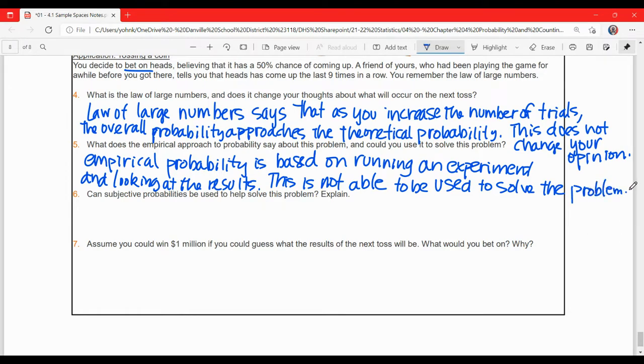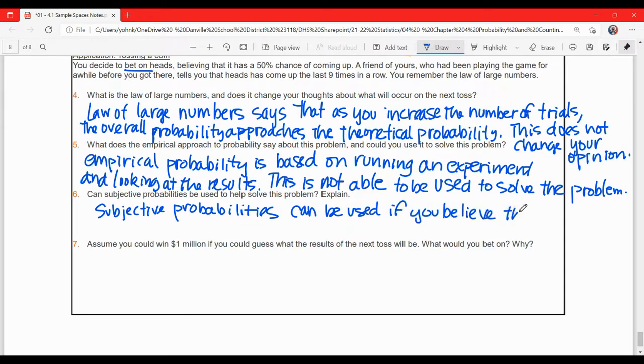Number 6, can subjective probabilities be used to help solve this problem? Well, if you think the coin is biased, or unfair in some way, then sure, use subjective probabilities. So subjective probabilities can be used if you believe the coin is biased.